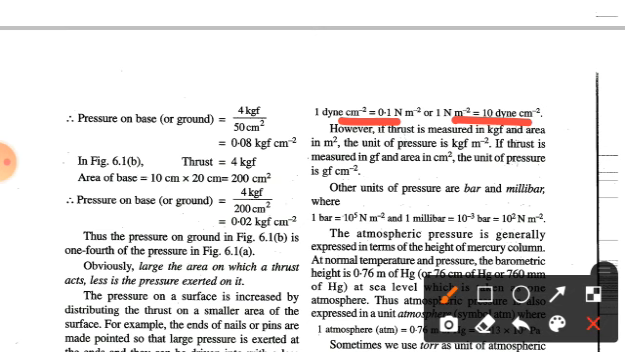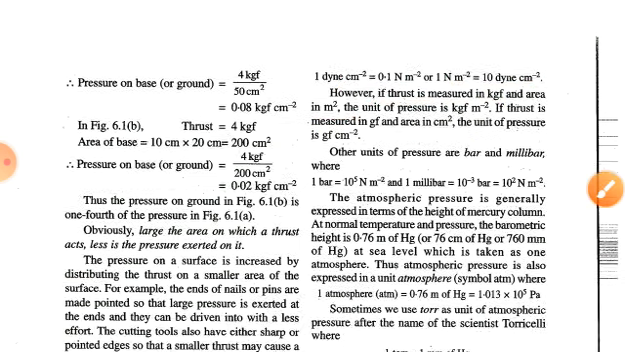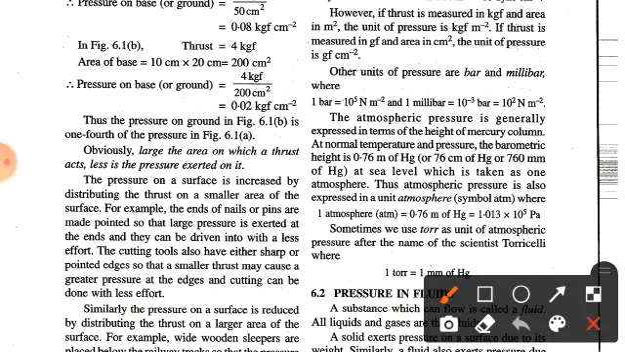However, if thrust is measured in kgf and area in meter square, the unit of pressure is kgf per meter square. If the thrust is measured in gf and area in centimeter square, the unit of pressure is gf per centimeter square. Other units of pressure are bar and millibar, and you can see the relation: 1 bar is equal to 10 to the power 5 Newton per meter square, and 1 millibar is equal to 10 to the power minus 3 bar, or you can write it as 10 to the power 2 Newton per meter square.